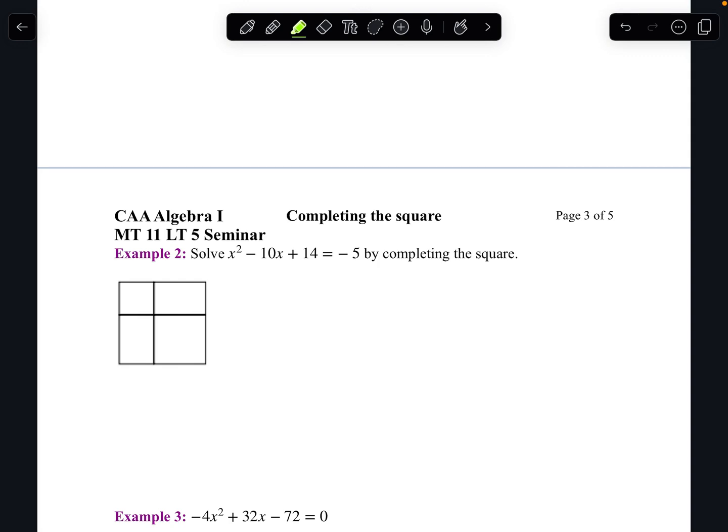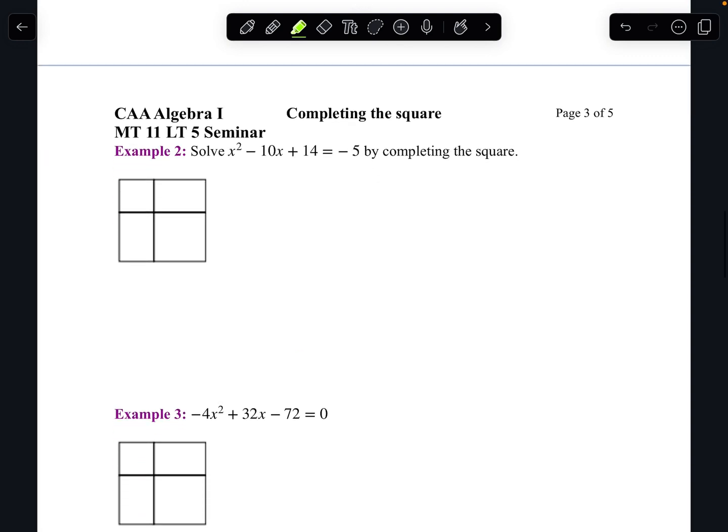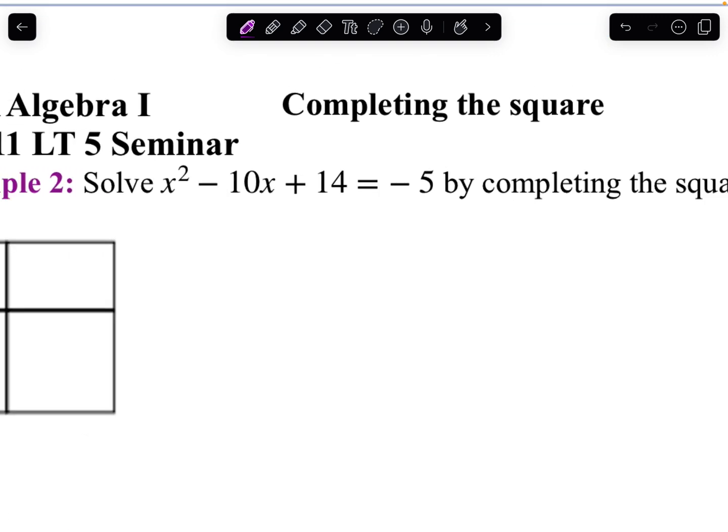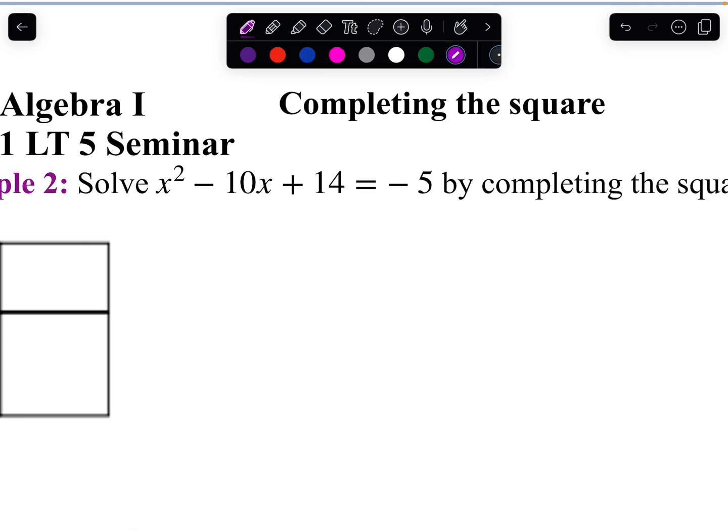Now, in example 2, we're going to take that fact and use it to solve a problem. If I've got x squared minus 10x plus 14 equals negative 5, well, unlike what we did with factoring, I want my constant term on one side of the equation and all my x's on the other side. So the first thing I'm going to do is subtract 14 from both sides.